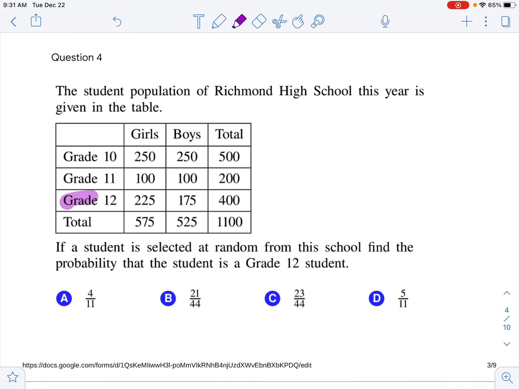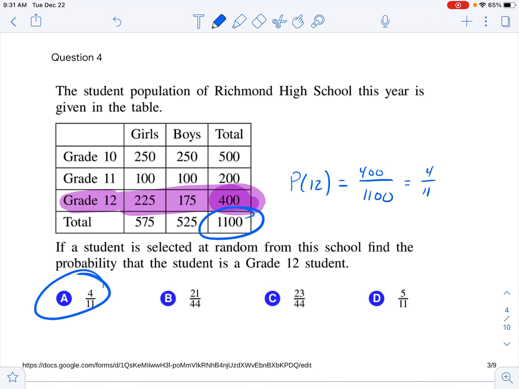Okay, well, let's take a look. How many grade 12 students are there? It looks like in total there are 400. That's the number of total grade 12 students. So the probability that we selected a grade 12 student is going to be 400 out of the total number of students, which is 1100. And that simplifies to 4 over 11, which is choice A.